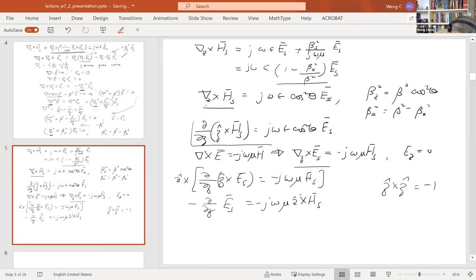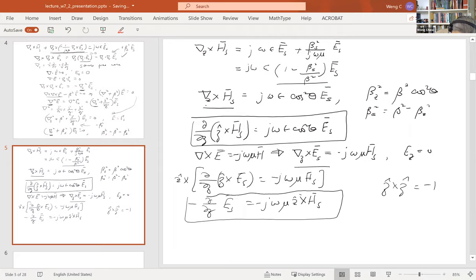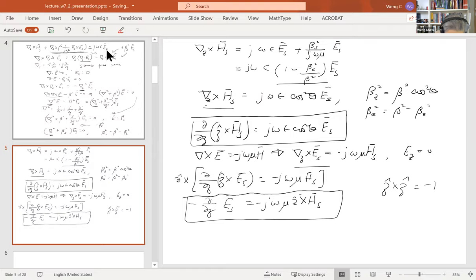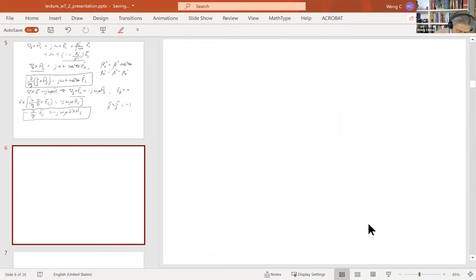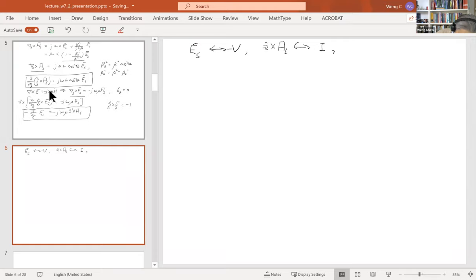This pair, this equation, in tandem with this equation, make them look like the telegrapher's equation pair. So I just have to do the substitution. I just have to do the substitution that I let Es be equivalent to my V, my voltage. And then if I let z cross Hs be equivalent to my current, I will see that one of these two equations, like the first equation, would look like the telegrapher's equation.